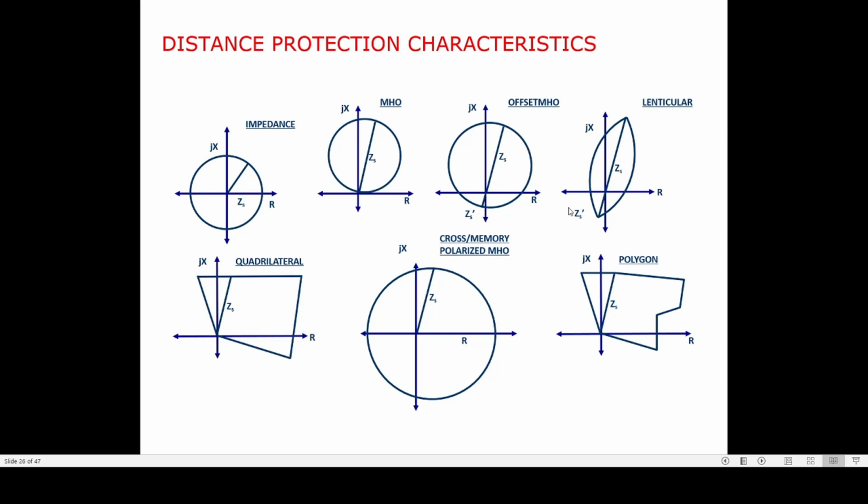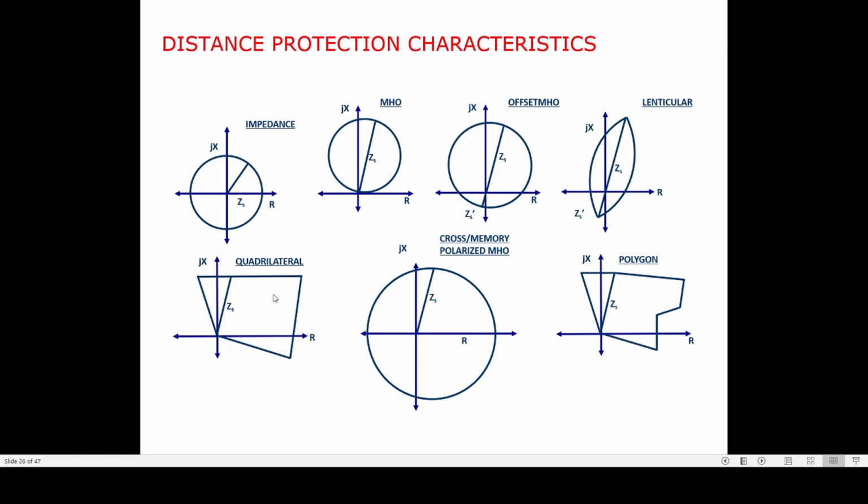But before discussing the lenticular and polygon characteristics, we will discuss quadrilateral. Like I have already explained in the previous slides, the quadrilateral characteristic is basically used for better resistive reach coverage. Because in all these three characteristics, impedance, Mho, and offset, which are circular characteristics, we cannot modify the resistive reach without modifying the reactive reach. So all these characteristics have a much shorter resistive reach coverage as compared to the quadrilateral characteristic, in which we can have higher resistive reach coverage.